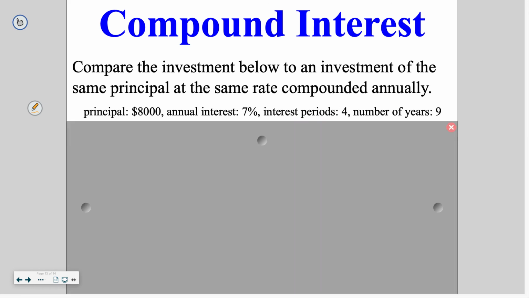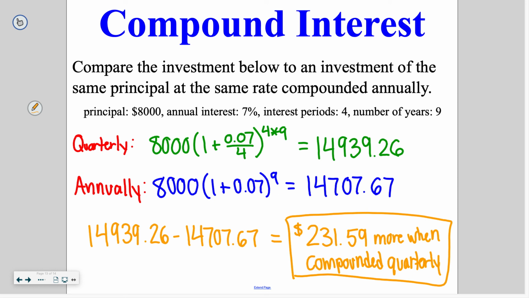Go ahead and try this one on your own. Again, the first thing we're going to do is that quarterly, that 4 times per year, N value of 4, then the annually, just the N value of 1, and we end up with a difference of $231.59 more when it is compounded quarterly.